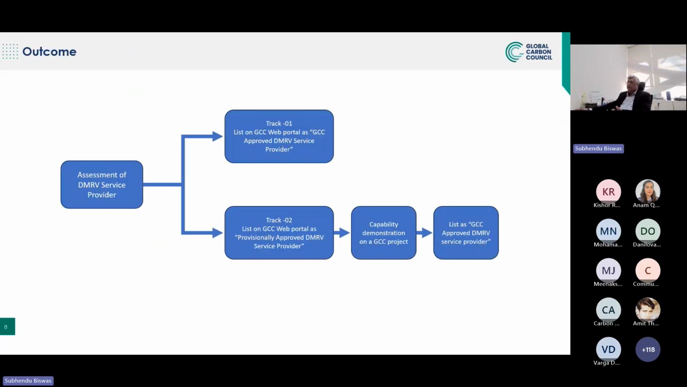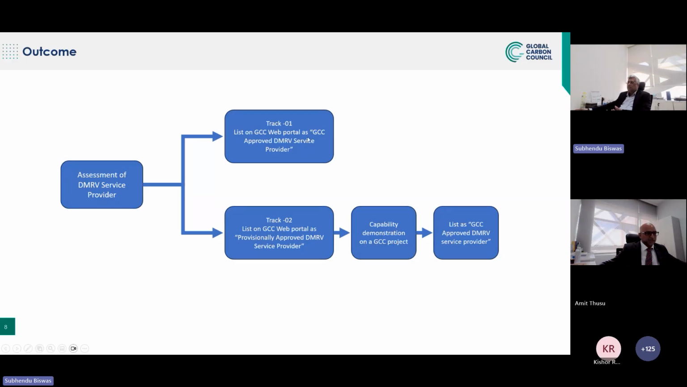At the end of the day, if you are a track 1 service provider, you directly get approved. If you are a track 2 provider, then we give a provisional approval as a solution provider. When you come on board and deploy your solution to a GCC project, then we transfer you to a full-fledged GCC approved DMRV solution provider. It's a little longer route because you are not working on a GCC project.